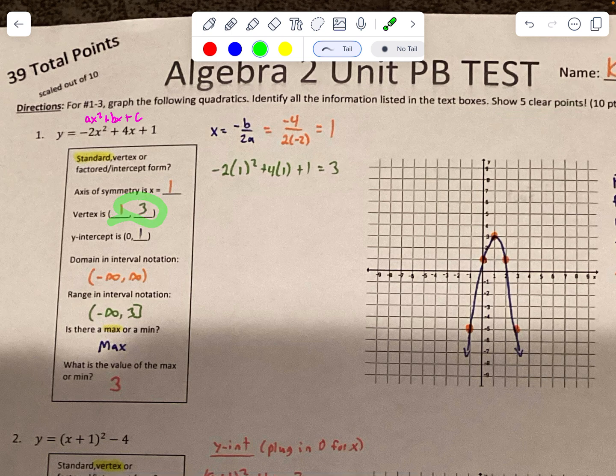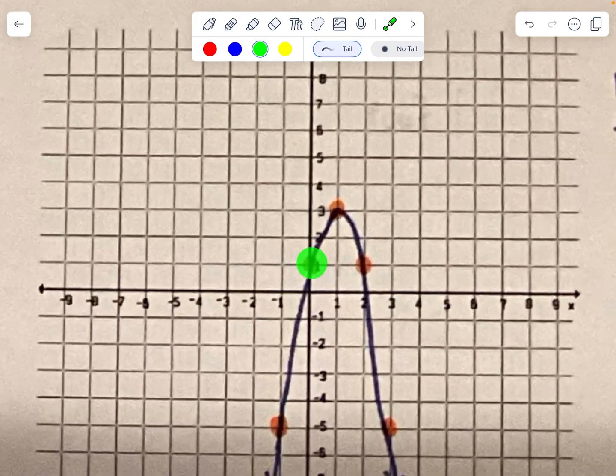We have our vertex, 1, 3, which you can see right there. We have our y-intercept, 0, 1. So we know those two just from the information I'm asking you to find. Then because of symmetry, you know this point automatically. Now find any other point.